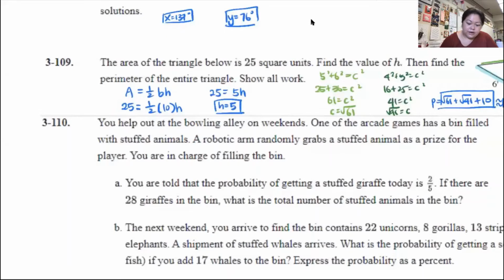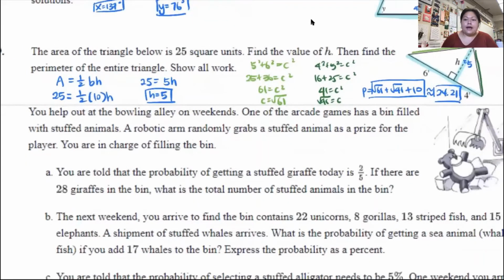Okay, great. And again, hopefully you see I added up all the units around this triangle, and I got an approximation of 24.21 for the perimeter. Okay.